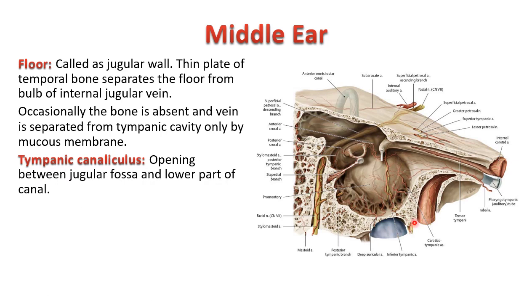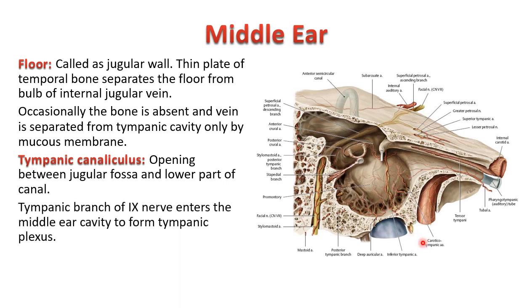Now, if you look at the floor more anteriorly at the junction between the jugular fossa and the anterior wall somewhere, you see an opening which is called the tympanic canaliculus. That is through which the tympanic branch of the glossopharyngeal nerve enters. So the tympanic branch of the glossopharyngeal nerve enters through a small tympanic canaliculus which you see on the floor, and then it will ramify over the promontory to form the tympanic plexus. So the tympanic branch of the glossopharyngeal nerve and the caroticotympanic nerves will join in the formation of the plexus.